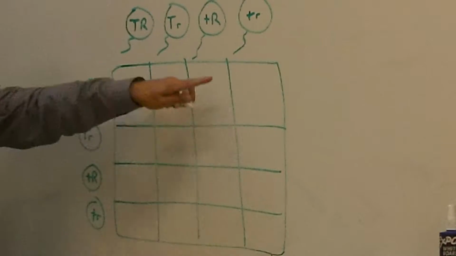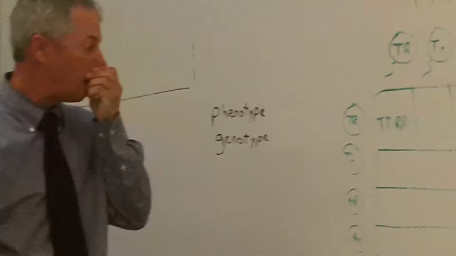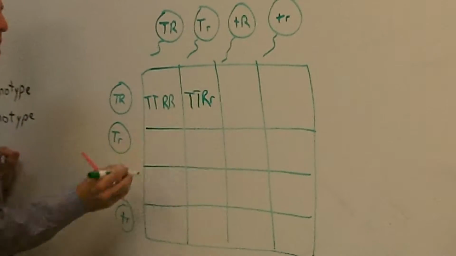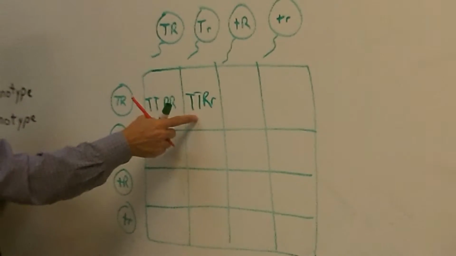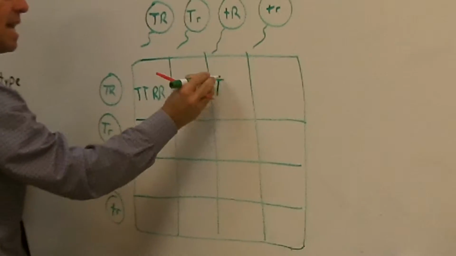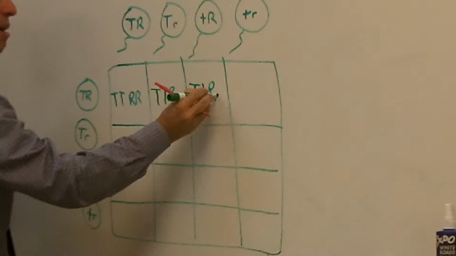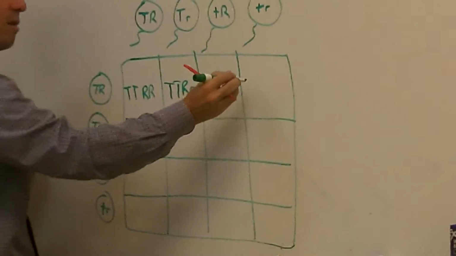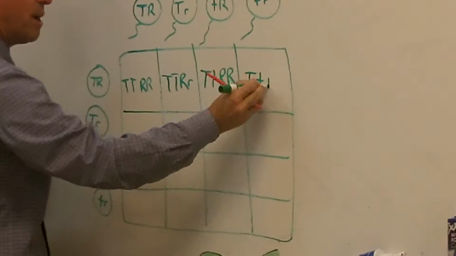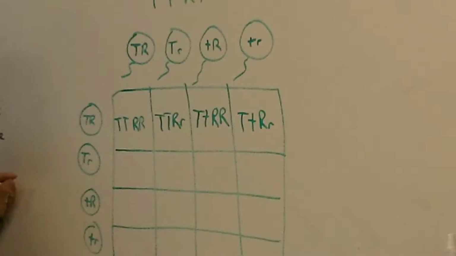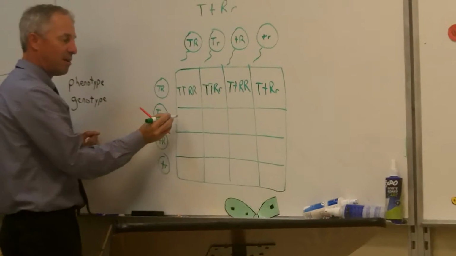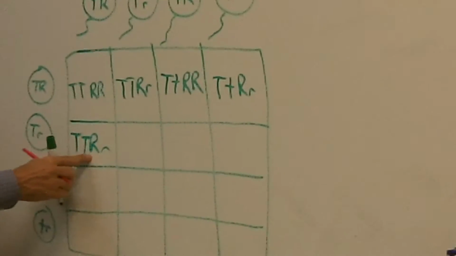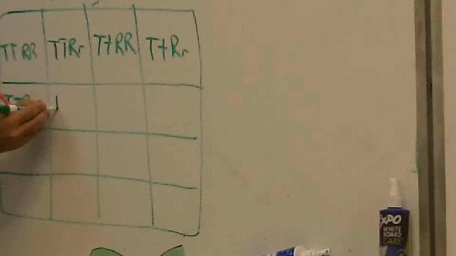There are 16 different possibilities for the kids. But that one's tall round. What is this one? Big T, big R, big R. Tall round. Big T, little t, big R. Tall round. Big T, little t, big R. Tall round. Big T, big R. Tall round. If you hadn't answered, take your turn here.